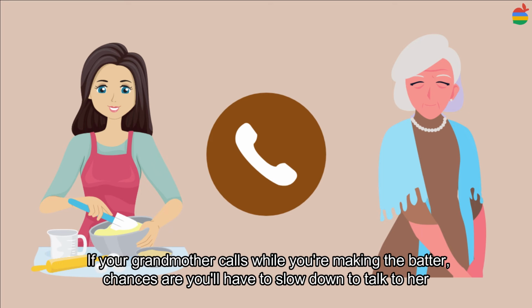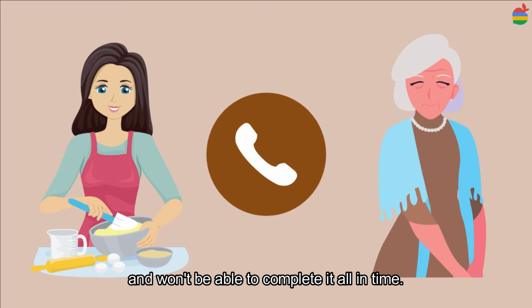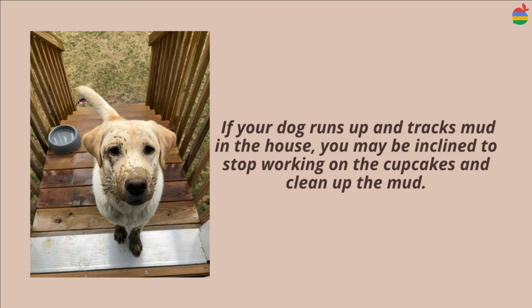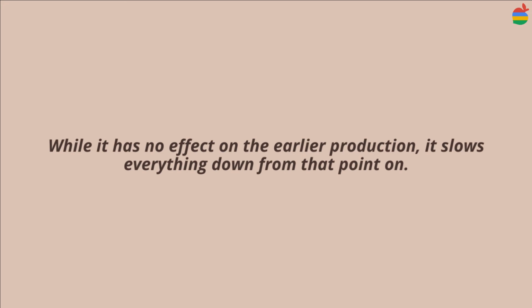If your grandmother calls while you are making the batter, chances are you will have to slow down to talk to her and wouldn't be able to complete it on time. Meanwhile, further along, you have Downstream Centers, which are those steps that follow the initial step. If your dogs run up and track mud in the house, you may be inclined to stop working on the cupcakes and clean up the mud. While it has no effect on the earlier production, it slows everything down from that point on. That means you could face a backlog.